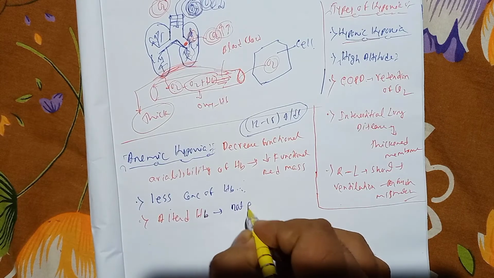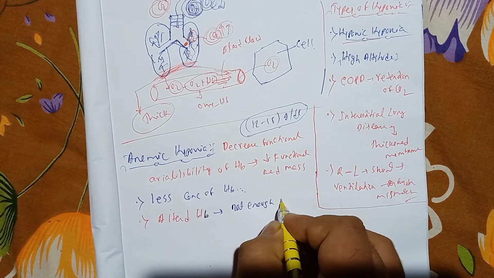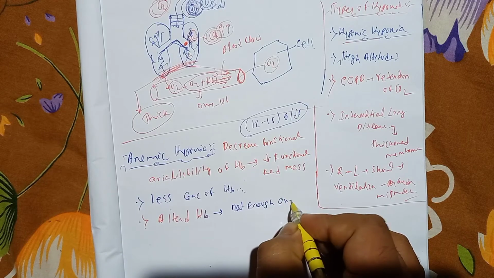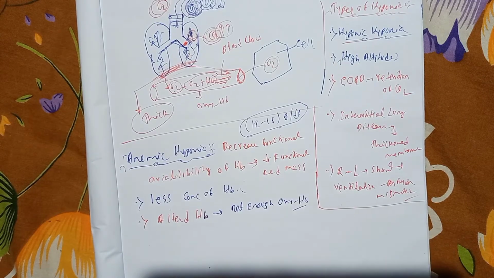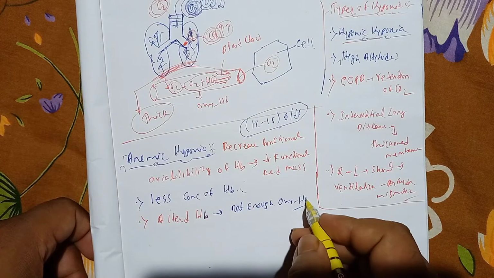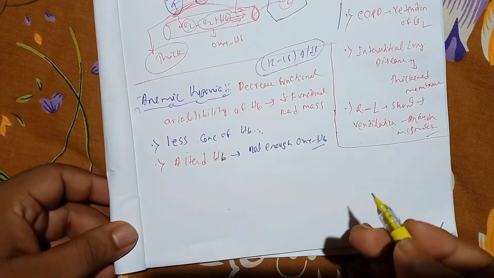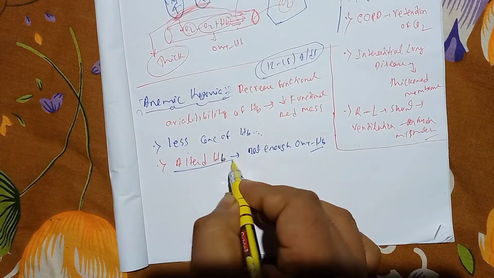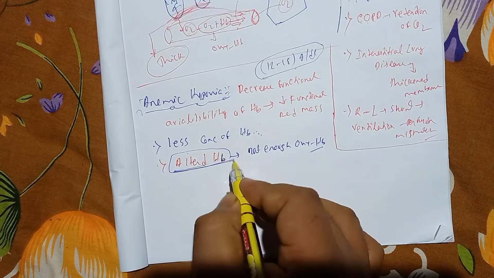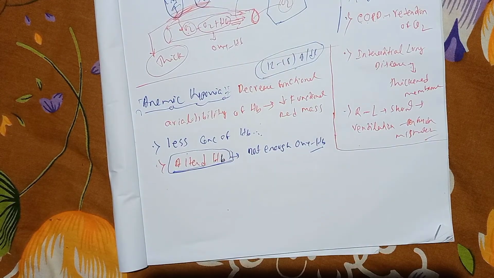Not enough oxyhemoglobin. Okay, not enough oxyhemoglobin. First, suppose altered hemoglobin. To understand these terms, you have to understand a very good concept. Just let me give an example for you.